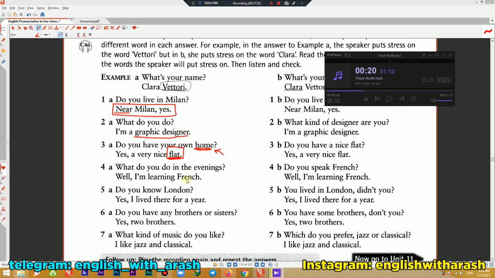I think my common sense is French has to be stressed. Yes, Paris, I think so. Because that's the most important thing here. Learning and French, but French again more important. Yes, Ali. Yes, Sajjad. Yes, Mehri. Good. Well, I'm learning French. What do you do in the evenings? Well, I'm learning French.